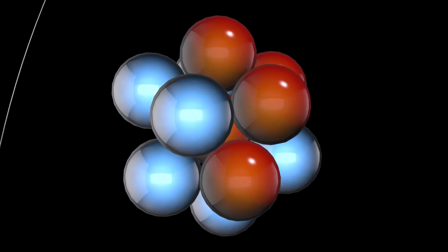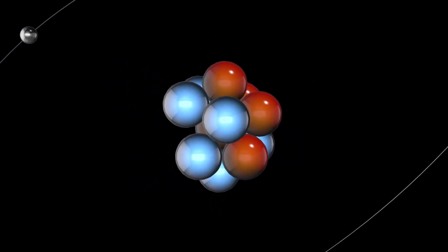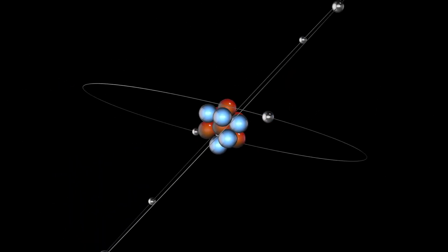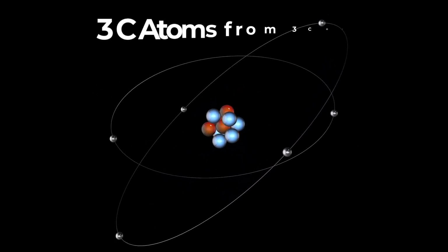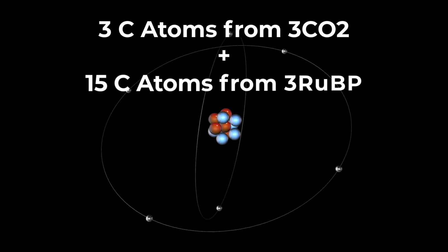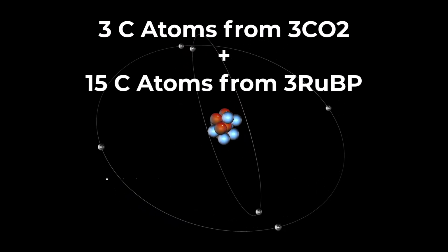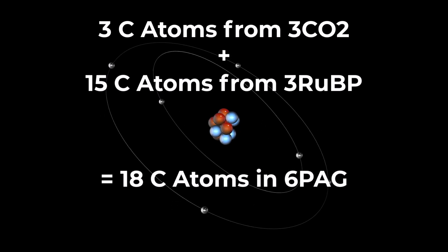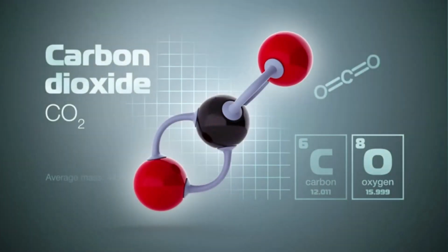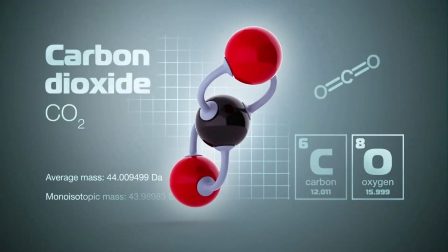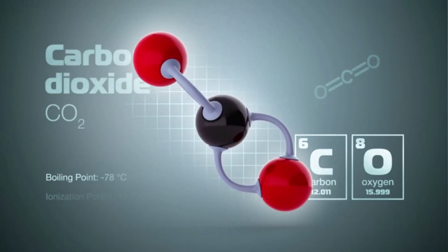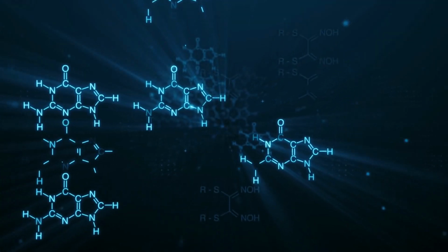The number of carbon atoms remains the same. As the atoms move to form new bonds during the reactions, the number of carbon atoms does not change. 3 carbon atoms from 3 carbon dioxide molecules, 15 carbon atoms from 3 molecules of RuBP, equals 18 carbon atoms in 6 molecules of 3-PGA. This process is called carbon fixation because carbon dioxide is fixed from an inorganic form into organic molecules.